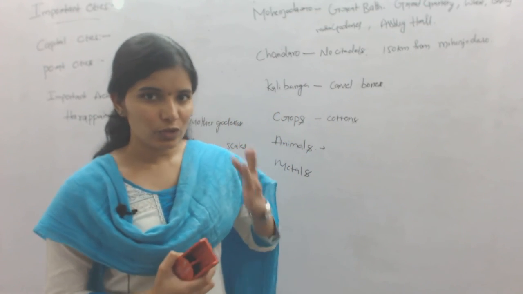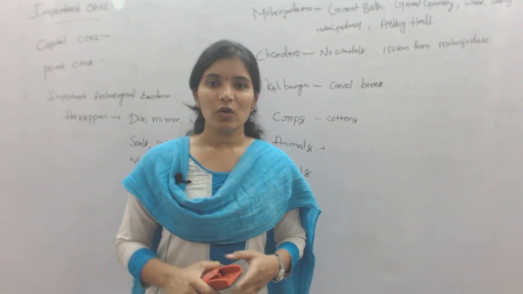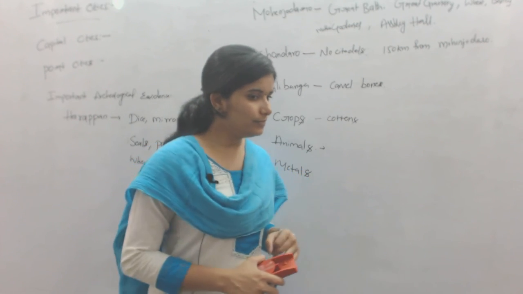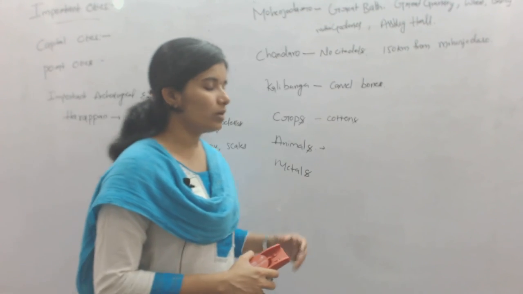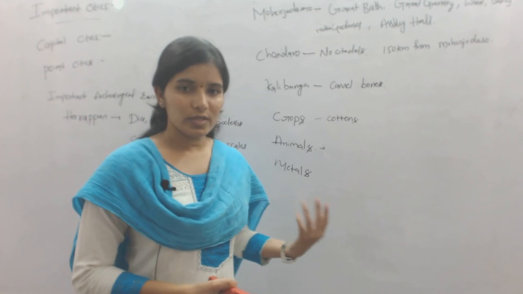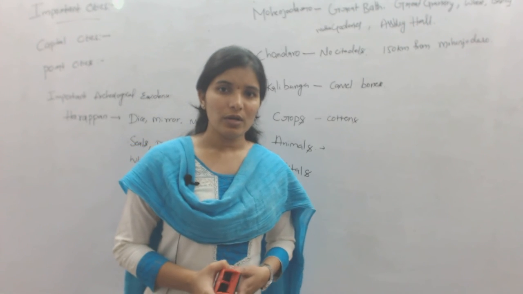So most of the metals came from Afghanistan. Gold and silver were found in Afghanistan and South India. They never knew about iron. So bronze was very extensively used, as I said before also.